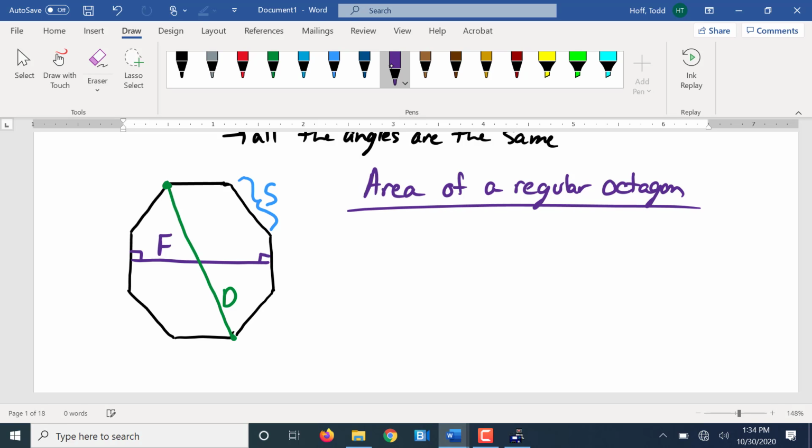To find the area of a regular octagon, I can use any one of these three features. If I have the side, the area is just 4.8275 times the length of that side squared.